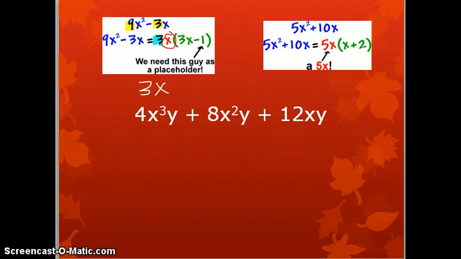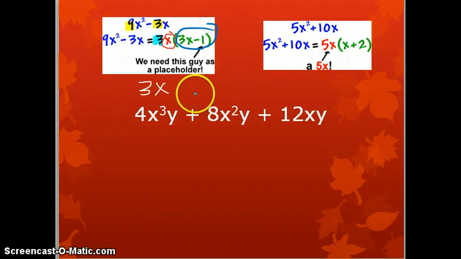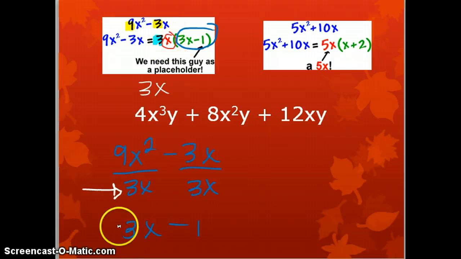Then what they have in green here, that's anything that's left over. So if we look at this, I have 9x squared minus 3x, and I'm dividing out a 3x from both terms. Well, 9 divided by 3, I get 3. x squared divided by x, I get x. 3x divided by 3x, anything over itself is just 1. So you can see then that my denominator here is my greatest common factor, and then I have everything left over to be inside the parentheses.